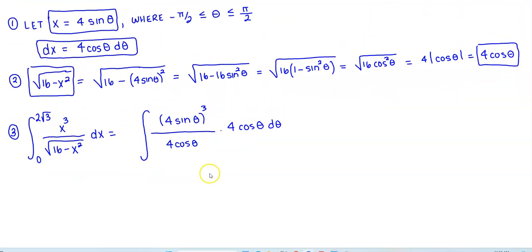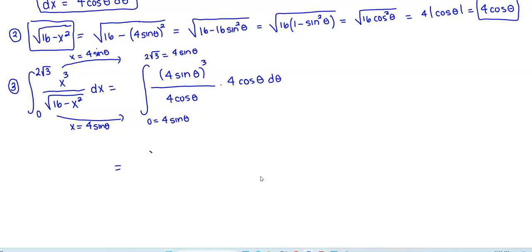Okay, so now we need to determine what our upper and lower bounds are. So we know that x is 2 times the square root of 3. So that means that x is equal to 4 times the sine of theta, so 2 times the square root of 3 is going to equal 4 times the sine of theta. And over here, again, x is going to equal 4 times the sine of theta. So that means 0 is going to equal 4 times the sine of theta.